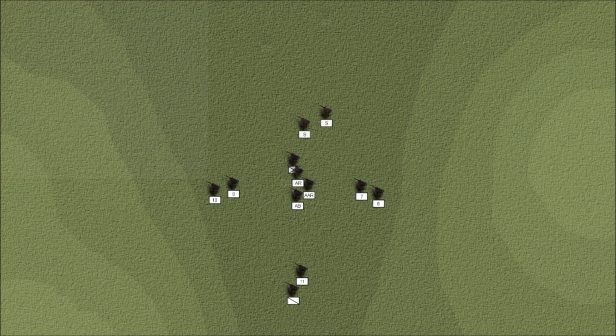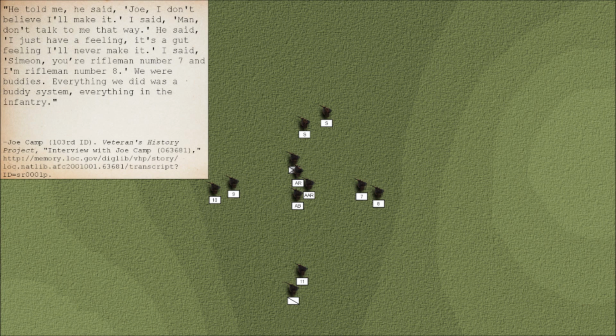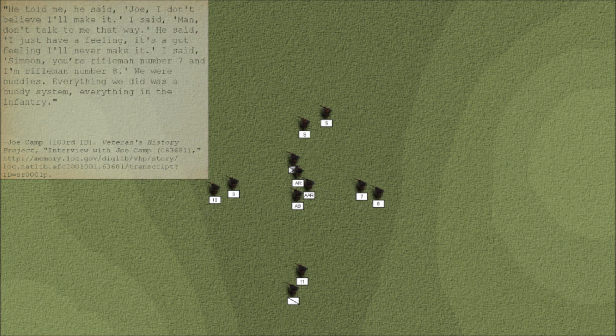As mentioned, these formations were practiced routinely, and a soldier was always aware of his number in the squad. A GI training in April of 1944 recalled, "He told me, he said, 'Joe, I don't believe I'll make it.' I said, 'Man, don't talk to me that way.' He said, 'I just have a feeling. It's a gut feeling I'll never make it.' I said, 'Simeon, you're rifleman number 7 and I'm rifleman number 8.' We were buddies. Everything we did was a buddy system, everything in the infantry."